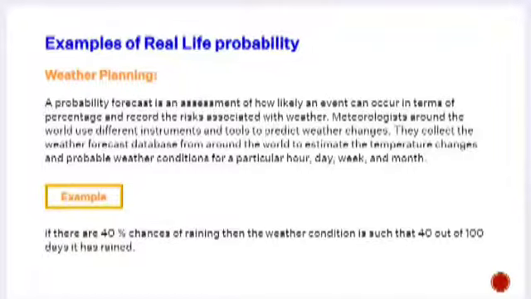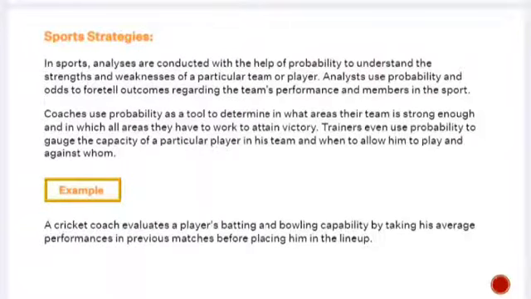then the weather condition is such that 40 out of 100 days have rained. In sports strategies, analyses are conducted with the help of probability to understand the strengths and weaknesses of a particular team or player. Analysts use probability and odds to foretell outcomes regarding the team's performance and members in the sports. Coaches use probability as a tool to determine in what areas their team is strong enough and in which areas they have to work to attain victory.